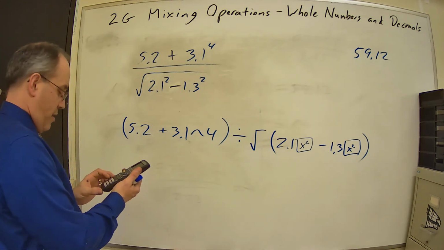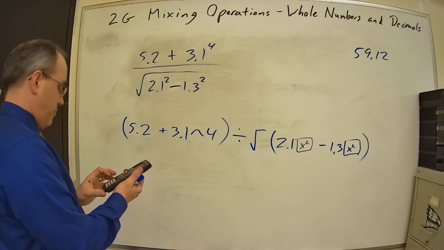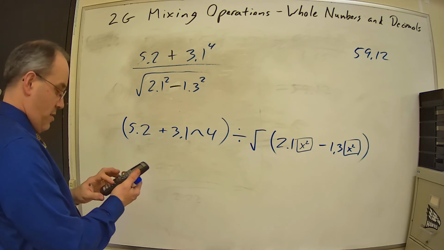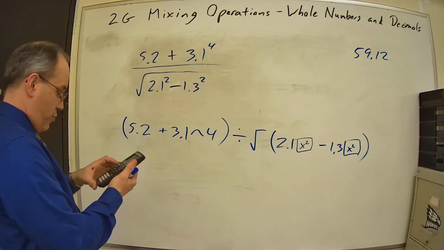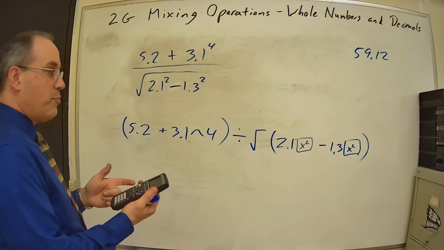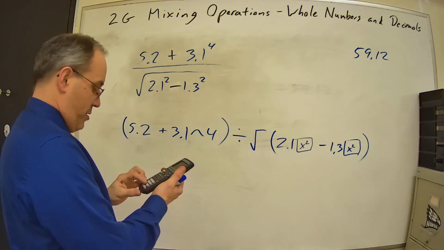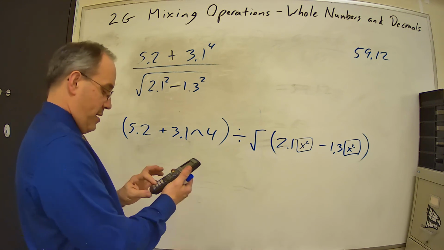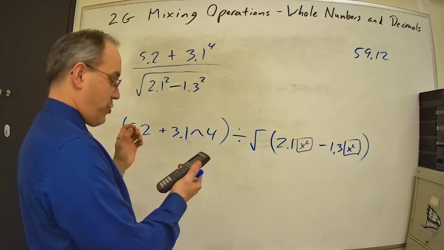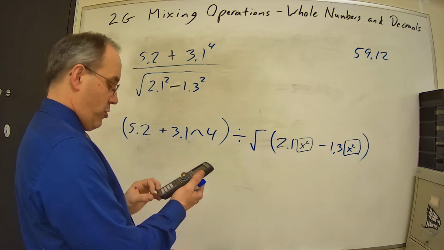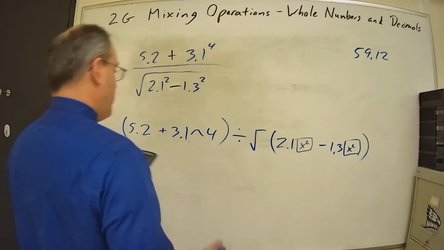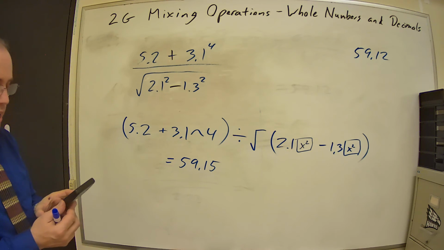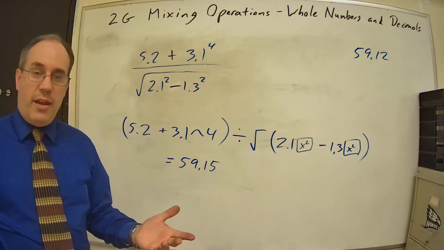So I do this, and I go open parenthesis, 5.2 plus 3.1 to the 4, close parenthesis, divide, square root, and mine gives me the open parenthesis, so I already have it there, 2.1 x squared button, which just puts a little squared symbol there, minus 1.3 x squared button, which puts a little squared thing there, and I close my parentheses and hit enter, and I get 59.15 approximately, 59.14964887. Now remember what I said.